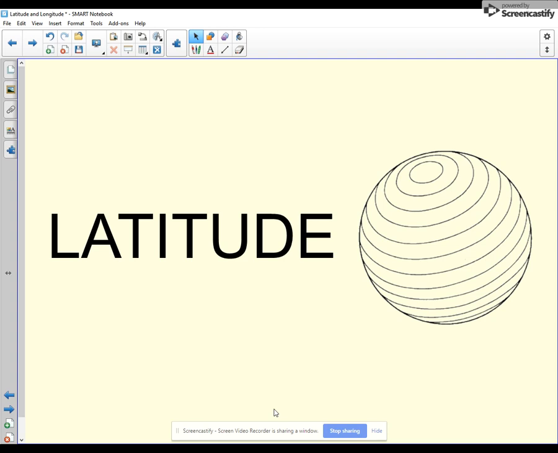All right, so today we are talking about latitude. Latitude are the lines that run west to east. So latitude, flatitude, latitude, fatitude, whatever works for you.